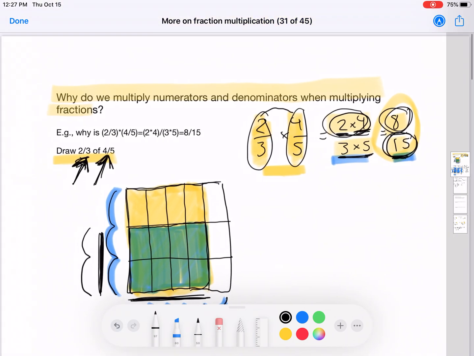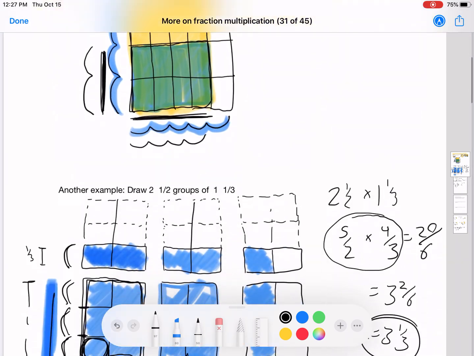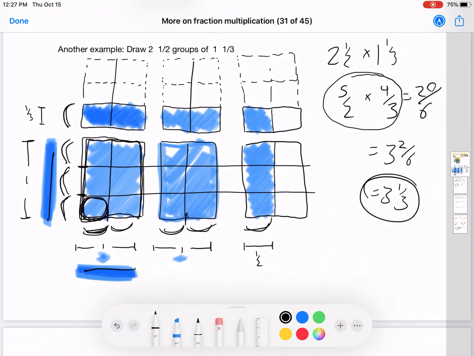Now, it is usually much more clear, I think, in something like this where both fractions are less than a whole. However, you can still extend that concept to multiplying fractions that are greater than wholes.